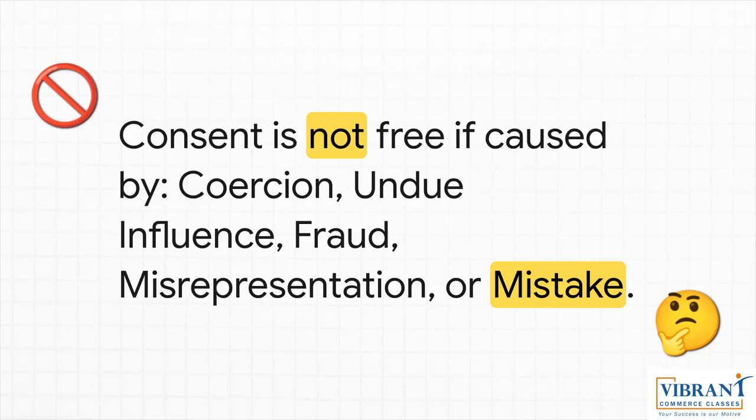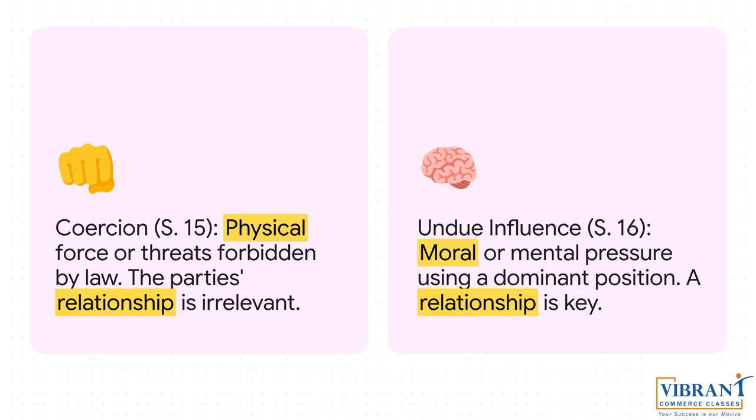It lists 5 things that can poison the well. Think of these as the 5 contract killers: coercion, undue influence, fraud, misrepresentation, and mistake. If any of these are the reason you said yes, the contract could be in big trouble. Spotting the difference between these two is a classic exam question.